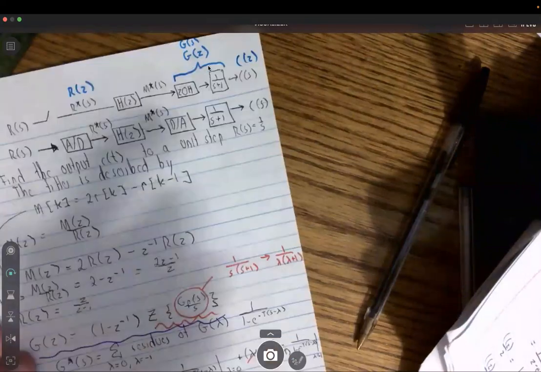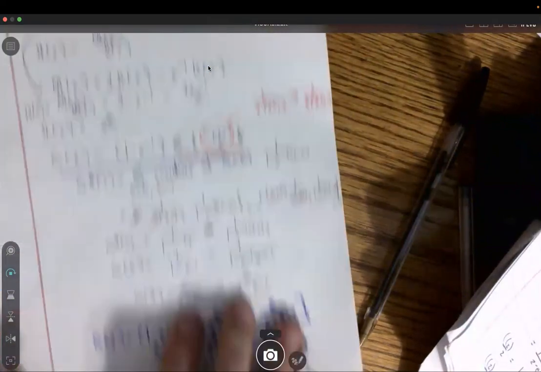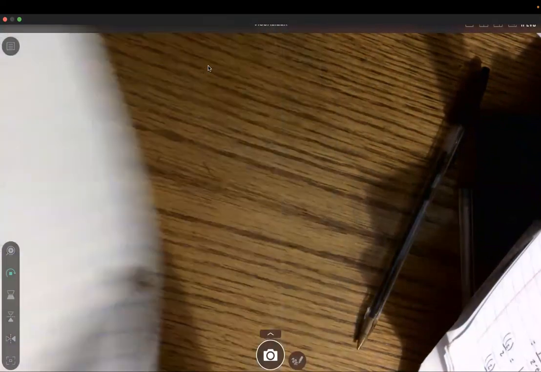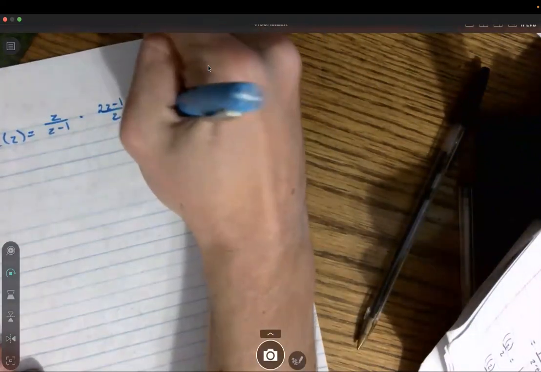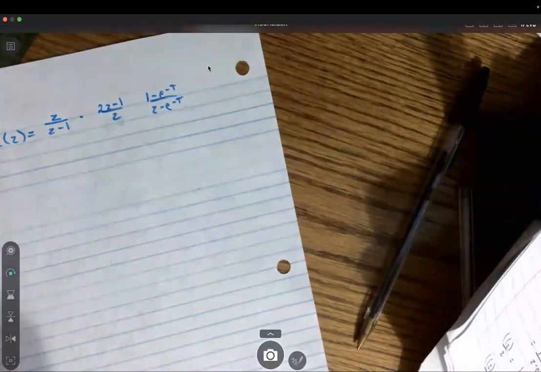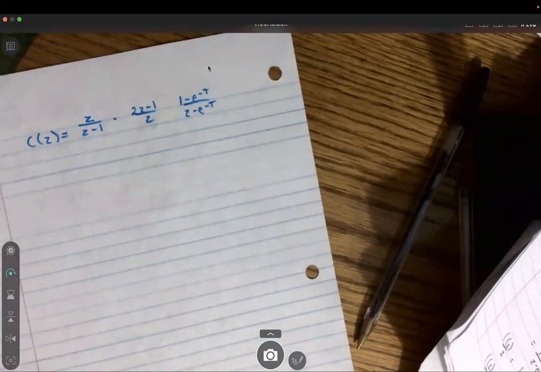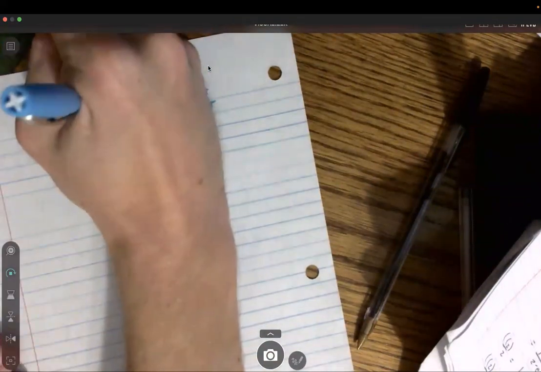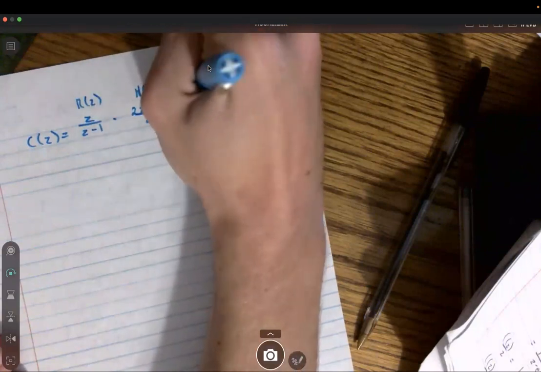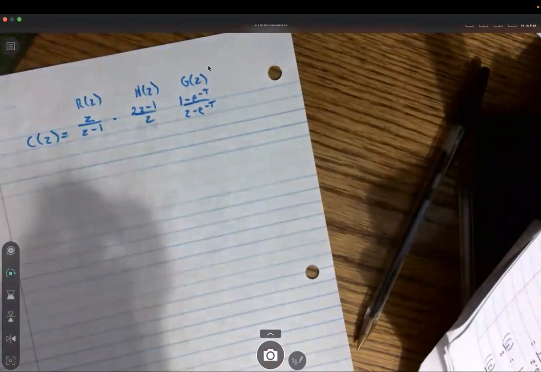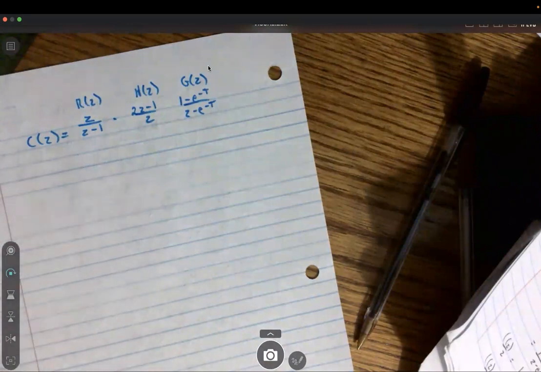And then what was our transfer function here, G(z)? Our G(z) was 1 minus e to the negative T all over z minus e to the negative T. Cool. Now we got the output in terms of our input signal R(z), our filter H(z), and our G(z). What we're going to do now is solve for this.